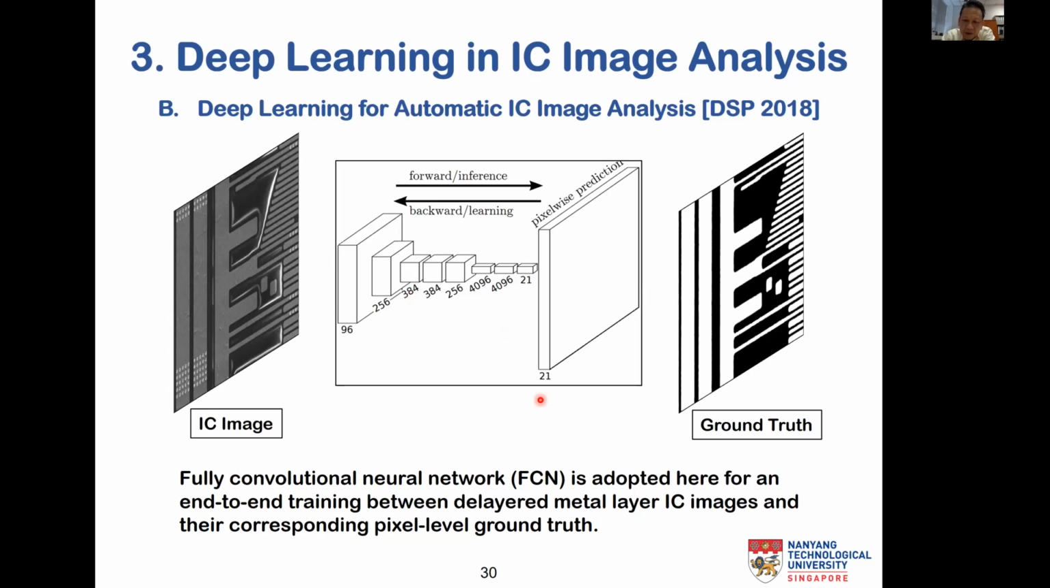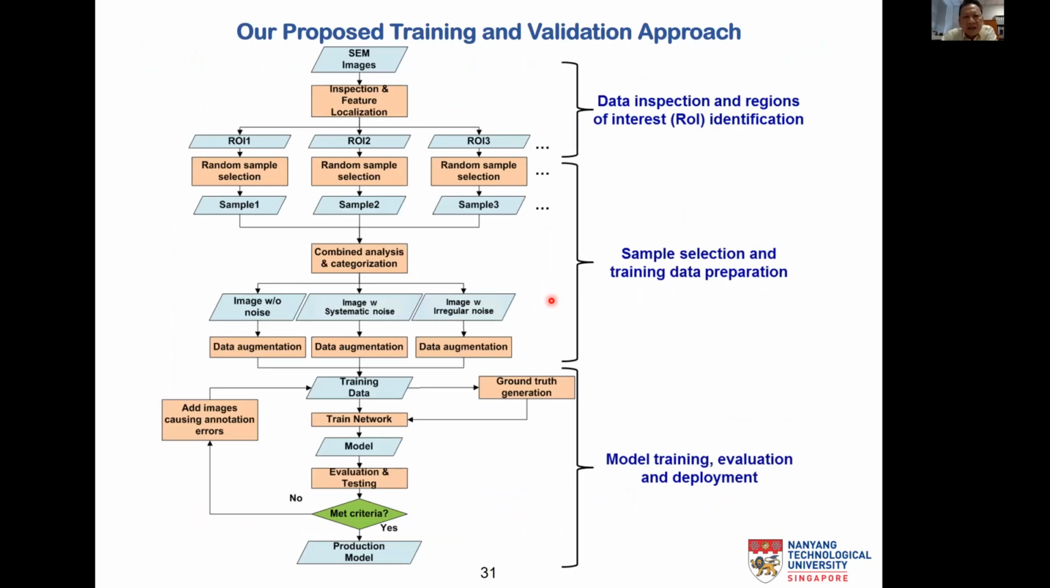At the end of it, you have a ground truth to compare. So this is forward inferencing and backward learning, to train the network. After you train this network, there is a step that I'm going to explain to you. After we collect the same images, then we do an inspection and feature localization. So we identify random sample selection, which means that in a big image, we identify different locations for training.